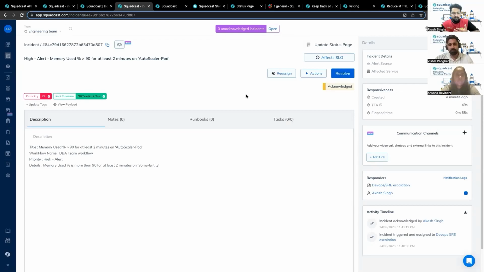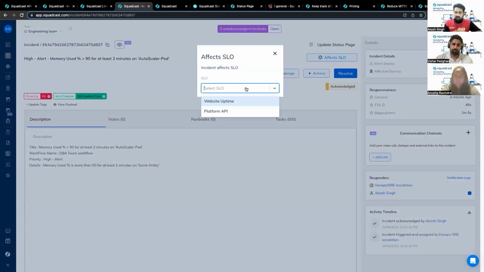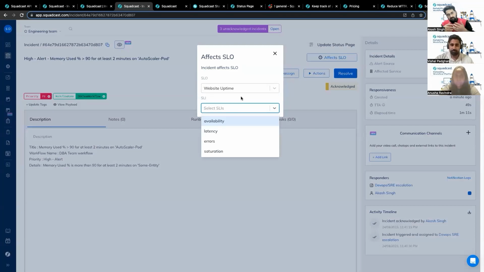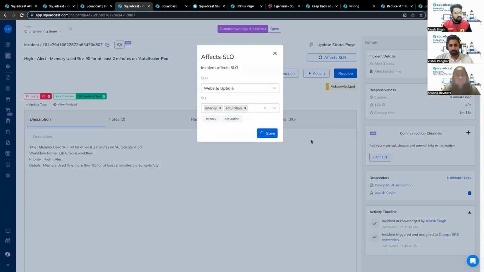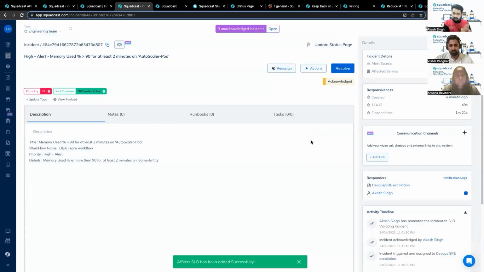After the initial triaging, let's say they figure out that, hey, this is a very critical incident and it is actually an SLO impacting one as well. So they can simply come out of this dashboard, click on affects SLO, choose the SLO that it is affecting, let's say the website uptime that we just created, and choose the indicators that might be affecting this SLO. For me, this time, maybe they can be latency and saturation as well. Click on save, and then the SLO tracker automatically comes into play.